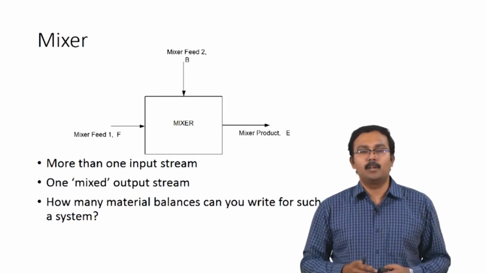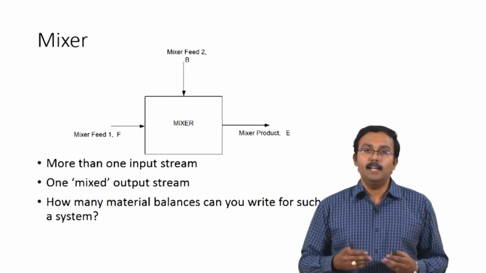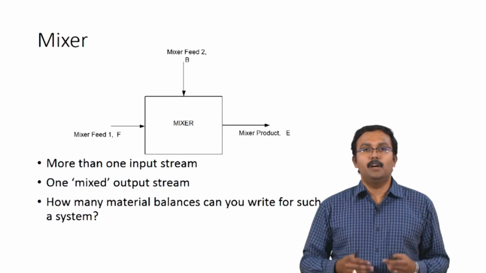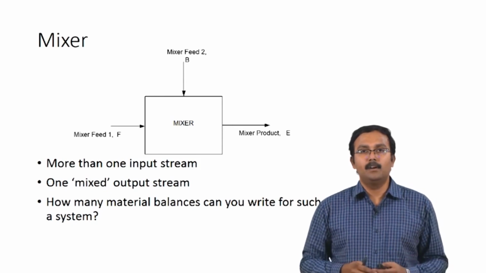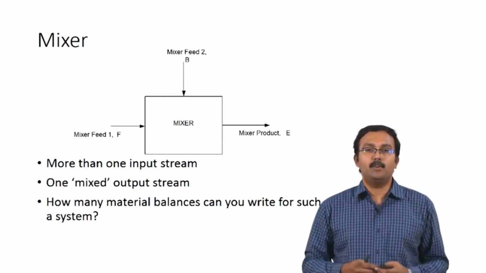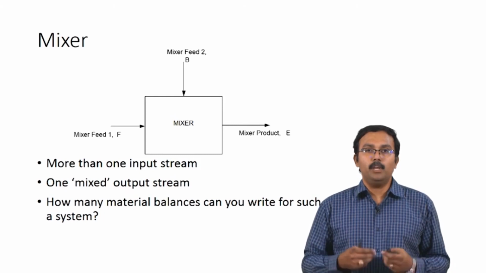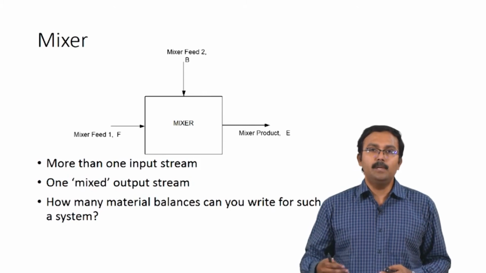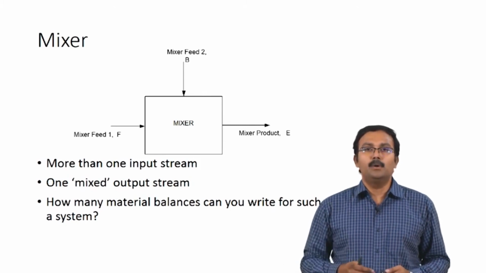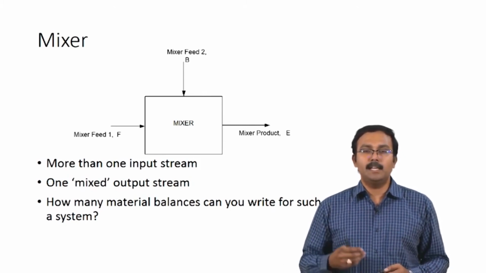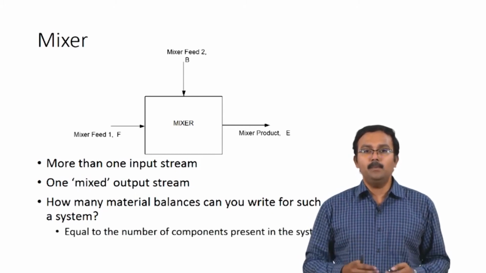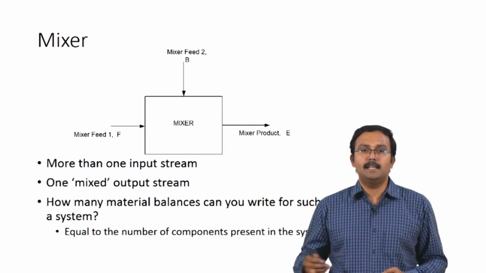Obviously, you can write the total balance equation and you would also be able to write component balance equations. So, would all of these be independent or would one of them be dependent on each other? What you would find is the summation of all the component balances will be equal to the total balance. So, the number of equations which are independent that can be written for a mixing point would be equal to the number of components that are present in the system.